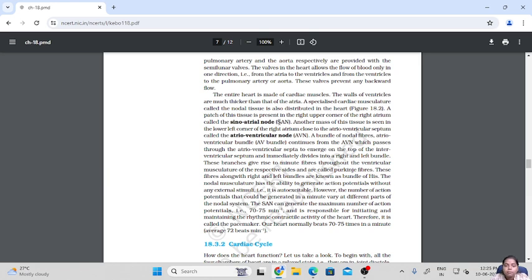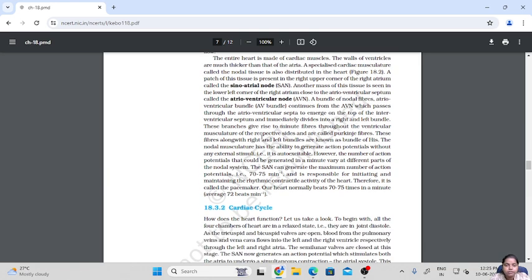Another mass of this nodal tissue is seen in the lower left corner of the right atrium, close to the atrioventricular septum, and it is called the atrioventricular node. A bundle of nodal fibers, the atrioventricular bundle, continues from the AVN, the atrioventricular node, passes through the atrioventricular septa to emerge on the top of the interventricular septum, and immediately divides into right and left bundles.